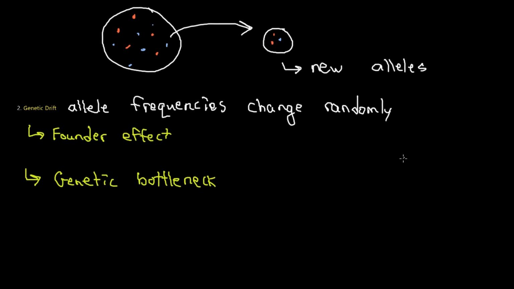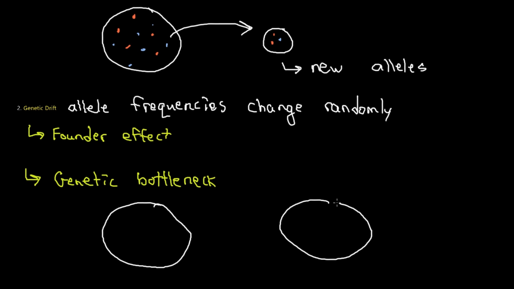Now, if we're talking about genetic bottleneck, we would have the same environment, so the same geographical location, except that plenty of these organisms are going to be killed off.